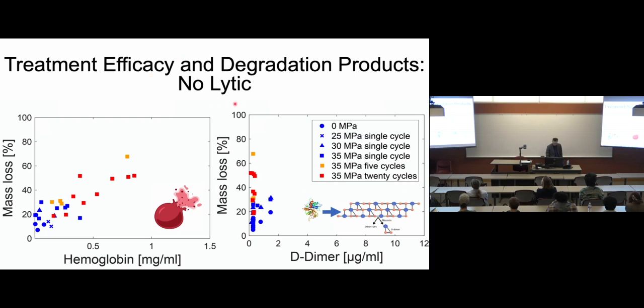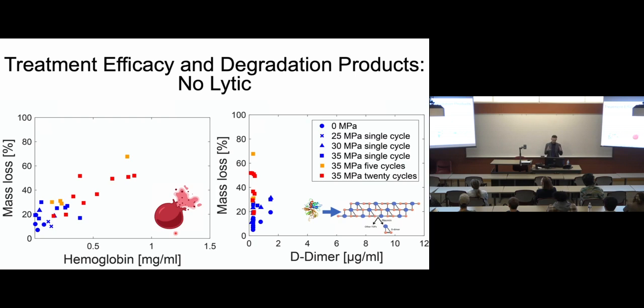In this particular case, he's got no lytic, and so you see very little of this D-dimer. In fact, all of these measurements are essentially in the noise floor. I should also point out here, he did this over a range of exposure conditions to vary the amount of bubble activity. Again, there was really no correlation between mass loss and D-dimer because there's no breakdown of the fibrin mesh, there's no drug. In contrast, there is a strong correlation between mass loss and hemoglobin.